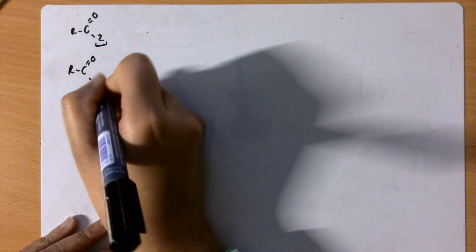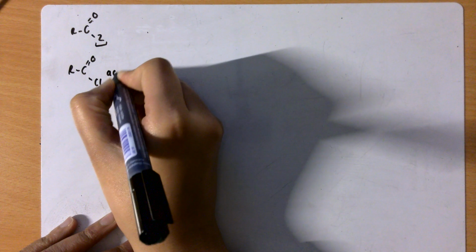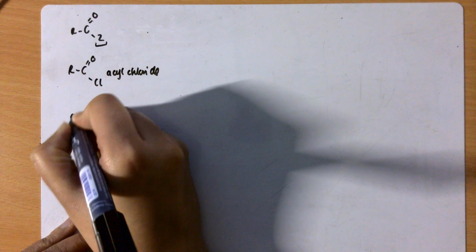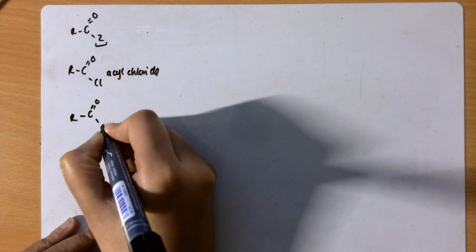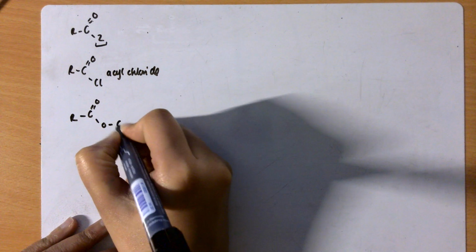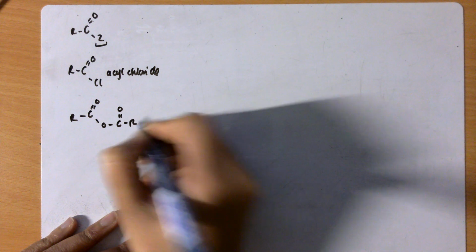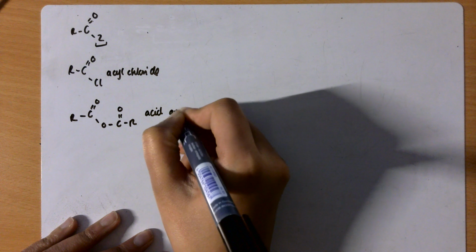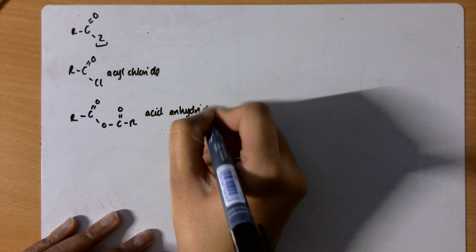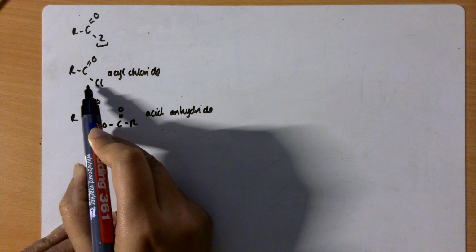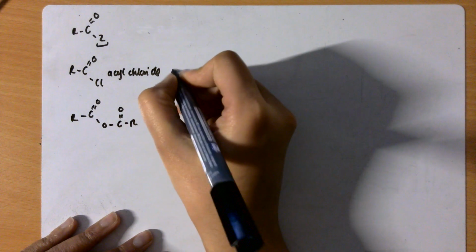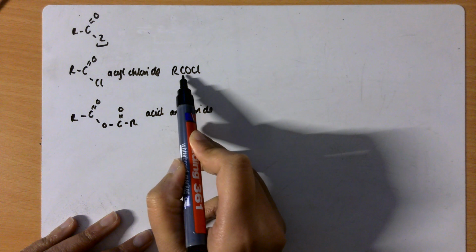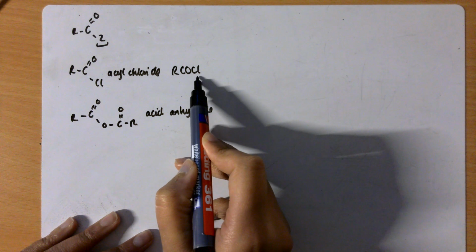Either it can be replaced by a Cl, in which case I've got an acyl chloride, or it could be replaced with an O and another C double bond O R group, in which case I've got something called an acid anhydride. If I was to show an acyl chloride in a structural formula, I'd write it as RCOCl, so the C double bond O, and then also bonded to a chlorine.